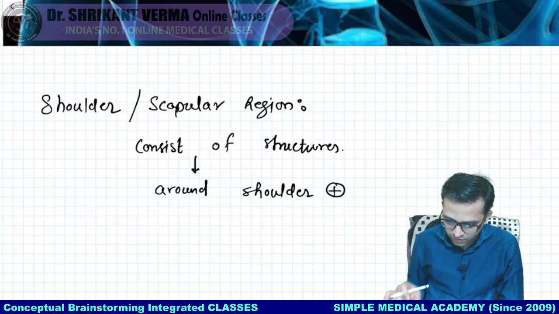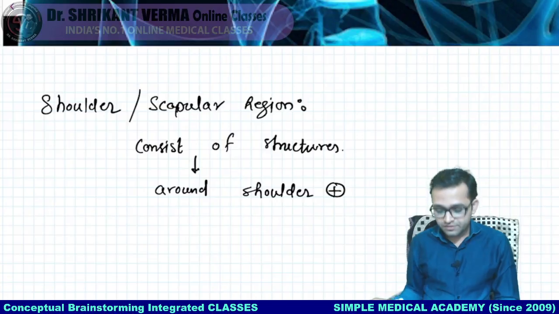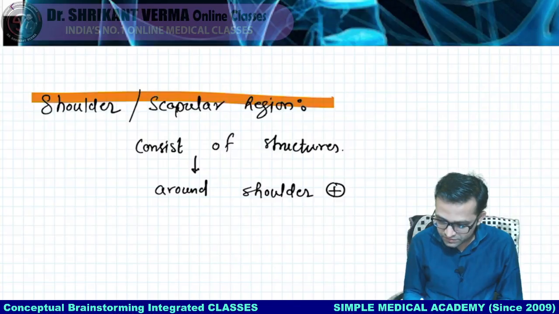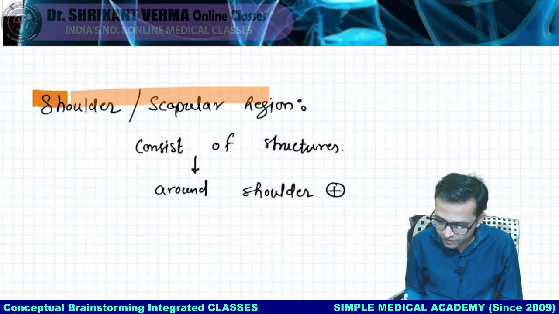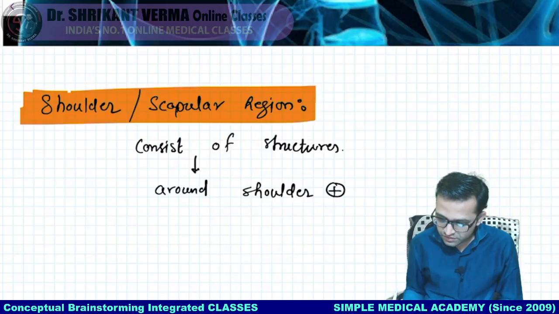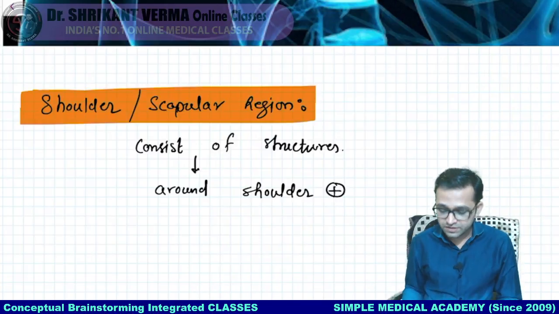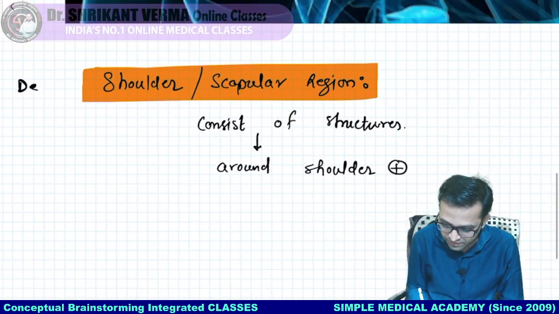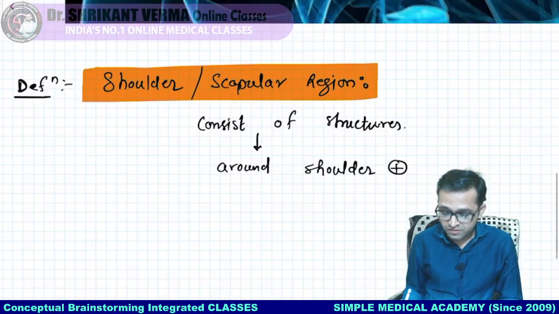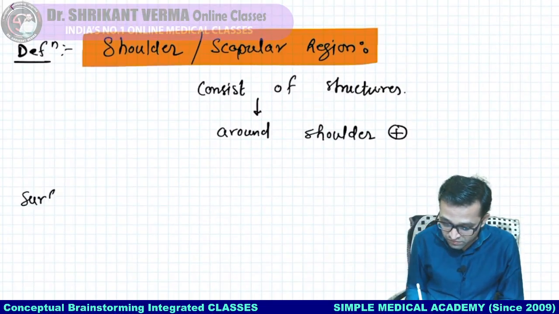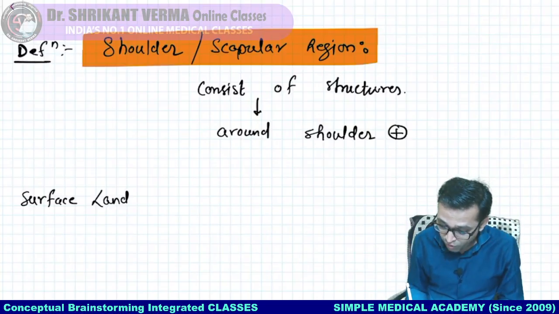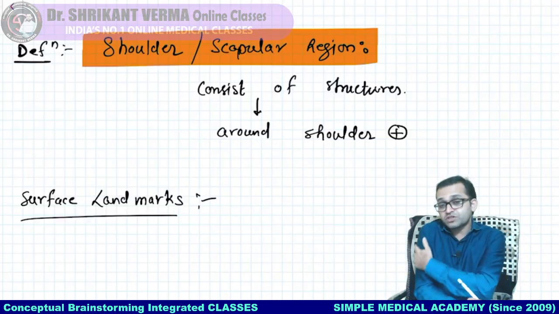Fine. Now try to understand what we have to look at mainly in this area. Just like the other regions, first we will talk about our surface landmarks. So first we are going to look for the surface landmarks. This is the definition. Second are the important surface landmarks. What are the important bony structures here?